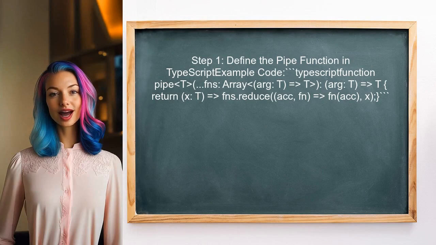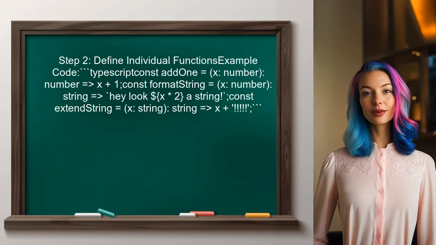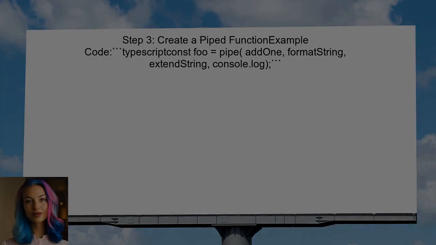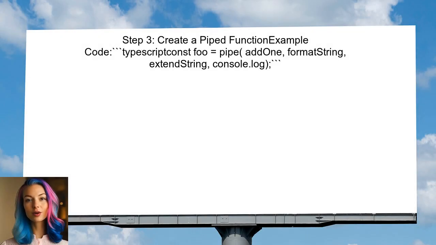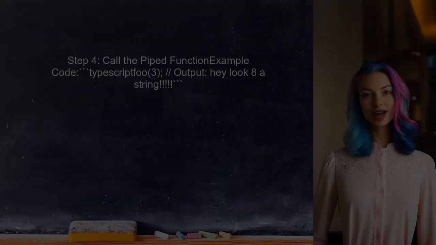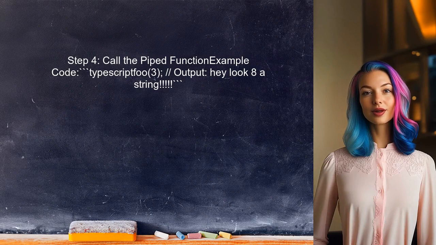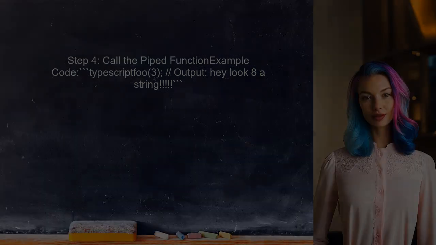To begin, the user needs to define the pipe function in TypeScript. This involves specifying the types for the input and output of the function. Next, the user should define the individual functions that will be piped together. Each function should have a clear input and output type. Now, the user can create a new function by using the pipe function with the previously defined functions. This will allow for chaining the functions together. Finally, the user can call the piped function with an initial value to see the result. This will demonstrate how the functions work together.